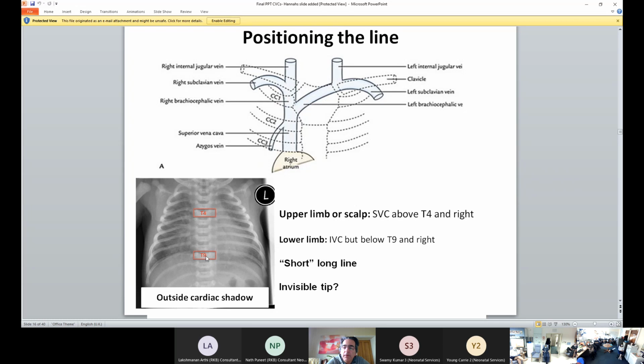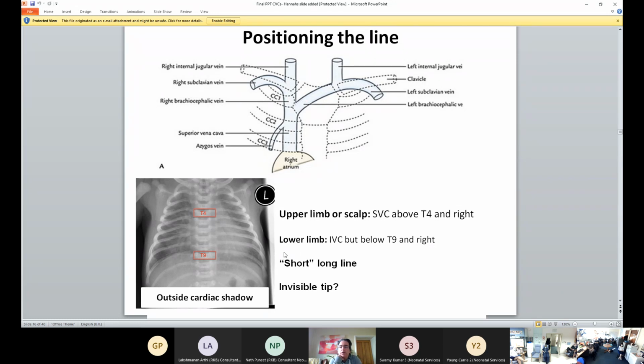Regarding the long lines from the lower limb, why we like it to be between T9 and T11 is because this is the widest part of the inferior vena cava. So that's why this is the most preferable position for the tip of the long lines from the lower limb.